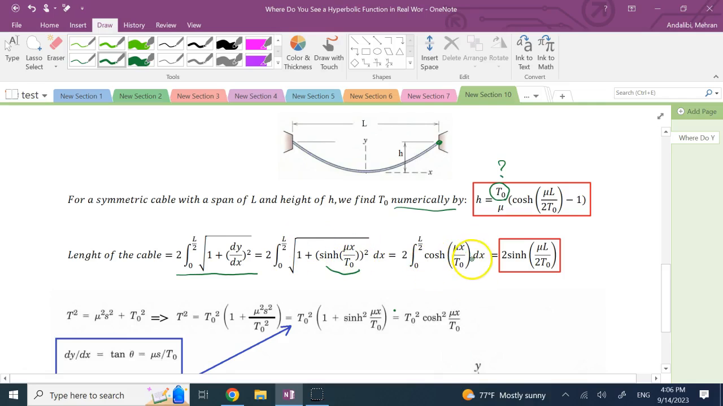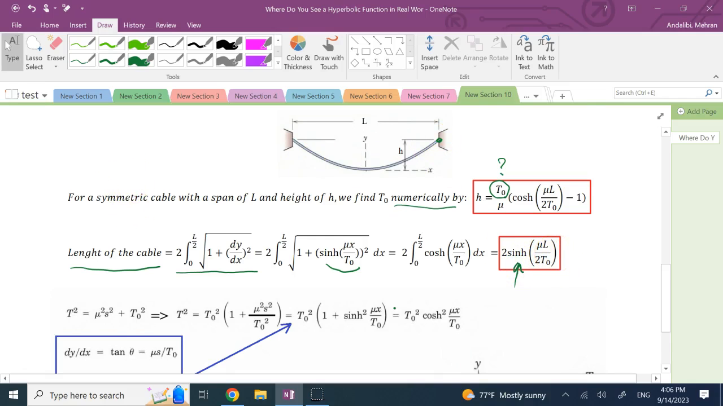And the integral of cosine hyperbolic is a sine hyperbolic. Now sine hyperbolic at 0 is 0. At L over 2, that's this parameter times 2. So clearly you see that the required length of the cable is what kind of function? It's a sine hyperbolic function. Okay, so the shape of the curve is cosine hyperbolic. The length of the curve is a sine hyperbolic.